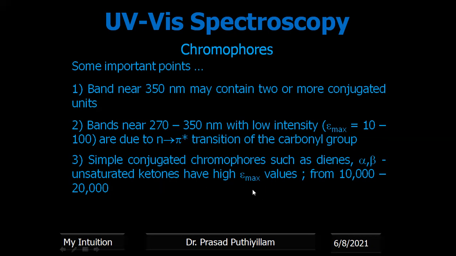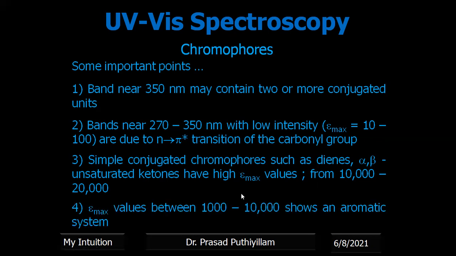They have high intensity to absorb the UV radiation, that is, bigger peaks are obtained. That is around 10,000 to 20,000, representing dienes as well as alpha beta unsaturated ketones. Even the values between 1,000 and 10,000 are due to aromatic systems.